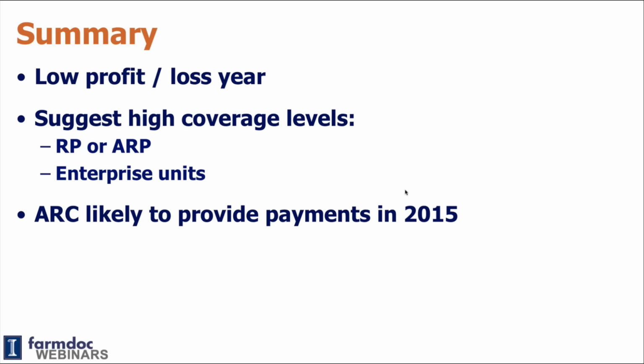We had a comment: YE's on an APH unit by a unit basis, not by a crop or county. So I stand corrected. So just to summarize here, we're looking at a low profit loss year. We would suggest taking high coverage levels, RP, ARP, probably looking at enterprise units and taking TA, YE, and YA if they're available. We also had a question: how do you mix Ark County and crop insurance?